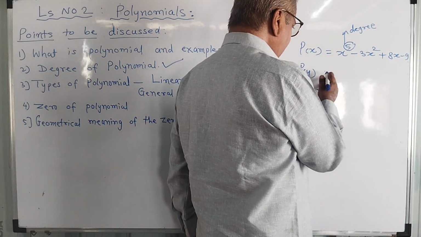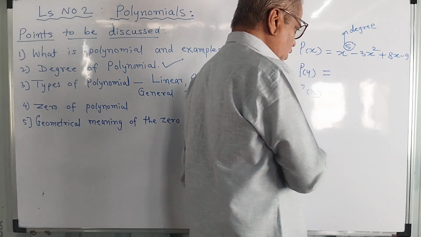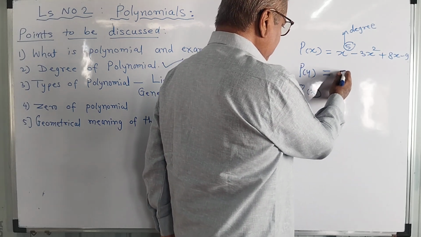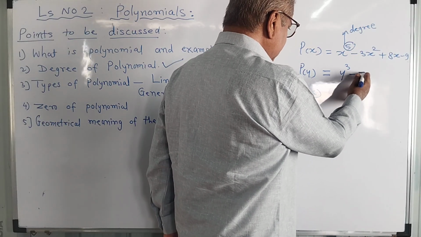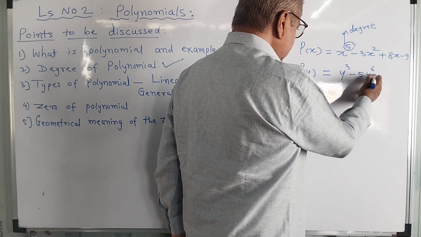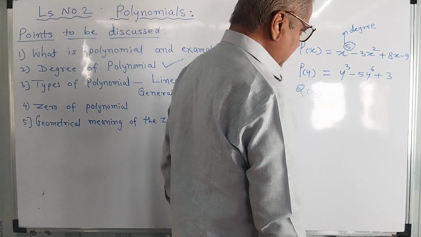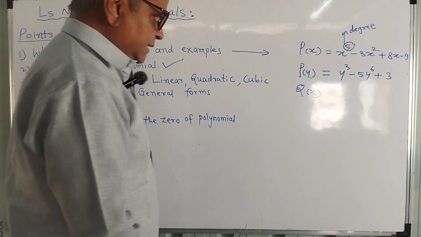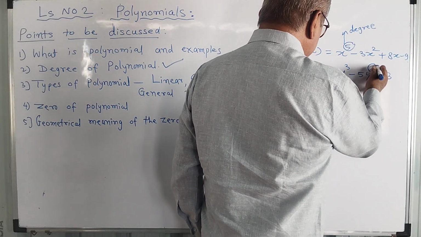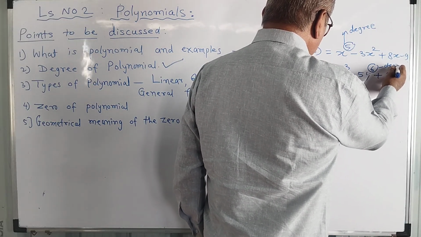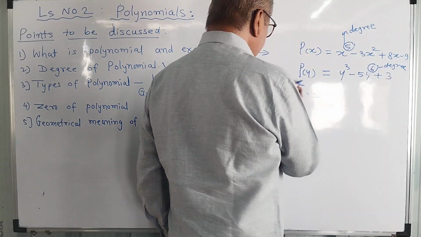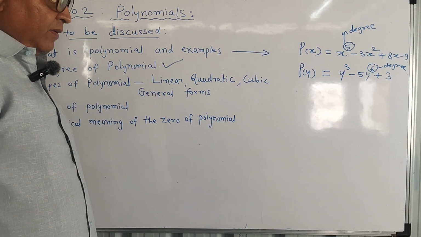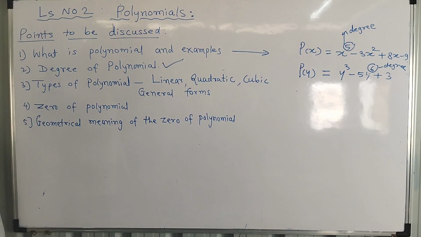Suppose p of y, that is a polynomial in variable y. Let us take an example, y cube minus 5y raised to 6 plus 3. So here the highest power of variable y is 6. Therefore, 6 is the degree of the polynomial. So in this way we can write any polynomial and we can find out the degree of the polynomial.